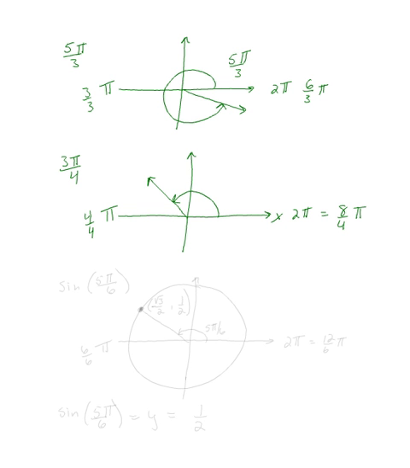Now, once I've got those angles located, because of the symmetry of the unit circle, I can now take a look at those trig functions. So, for example, let's take a look at maybe the sine of 5 pi over 6.